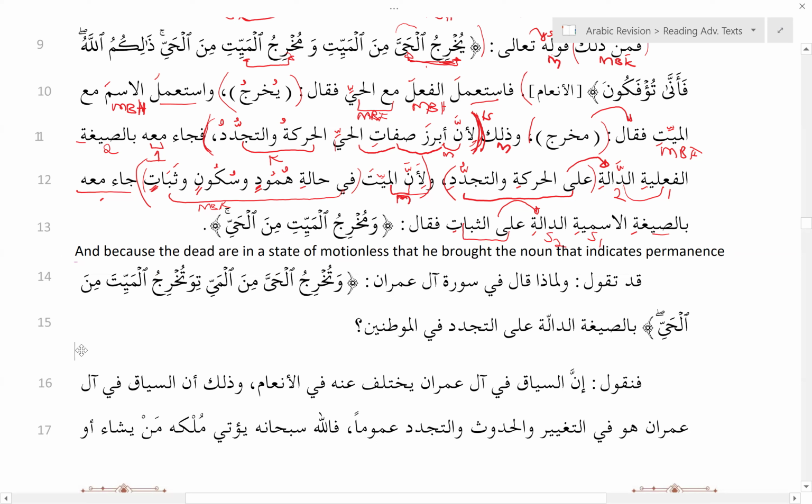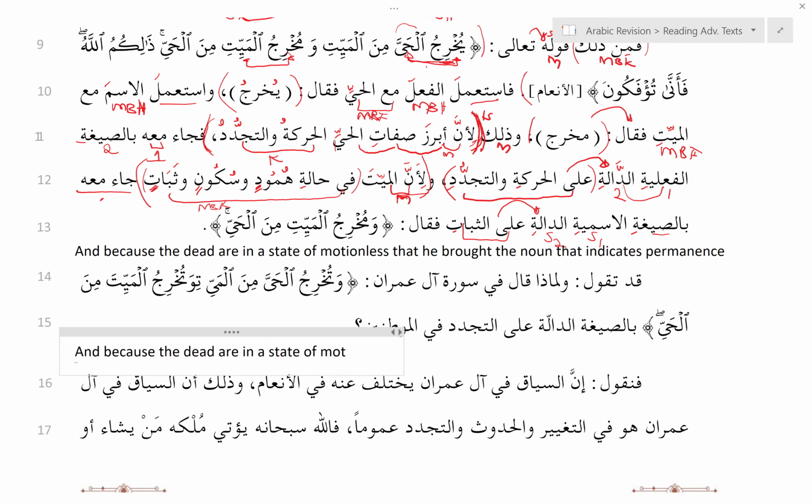But if I did the i'rab the way that we just did, and because the dead are in a state of motionless, comma, he brought. So now you see where the jumla begins. And because the dead are in a state of motionless, this is my muta'alliq. So because it's muta'alliq, I'm not going to make it like a mawsuf sifa. So I'm just going to say he brought the noun that indicates permanence. Subhanallah, Sister Ilham, just one thing. It is changing the complete.